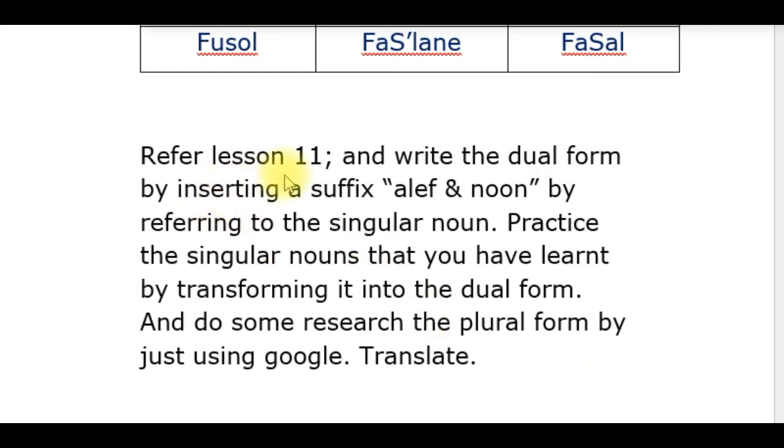Refer to lesson 11 and write the dual form by inserting a suffix alif and nun. By referring to the singular nouns, practice the singular nouns that you have learned by transforming them into the dual form, and do some research on the plural form by just using Google Translate.